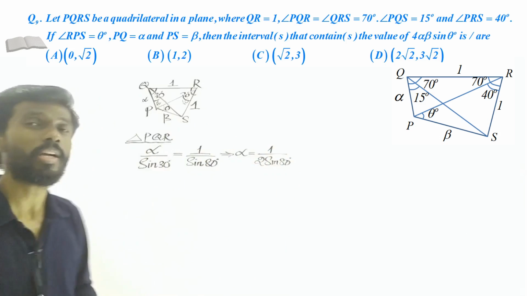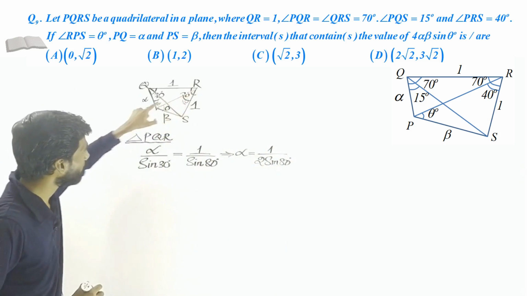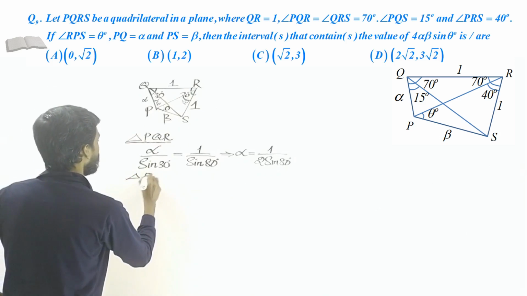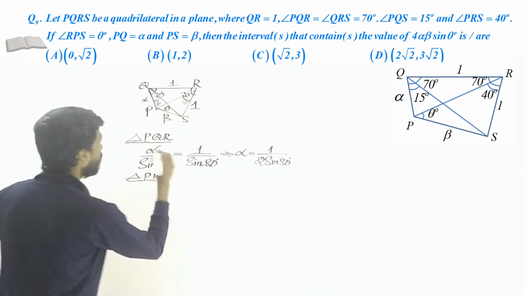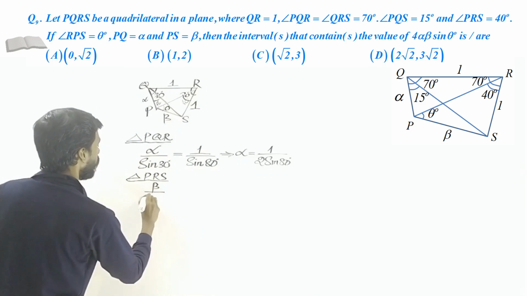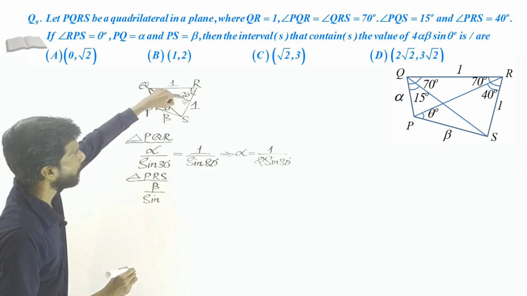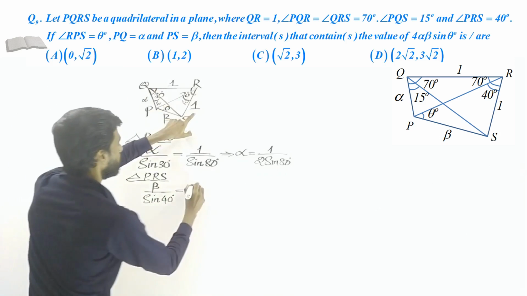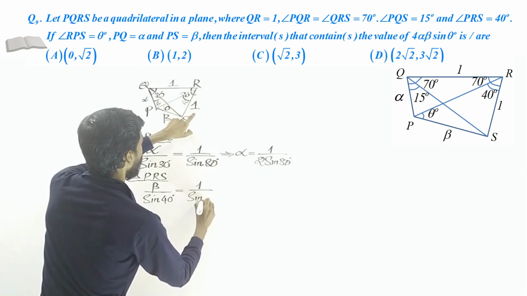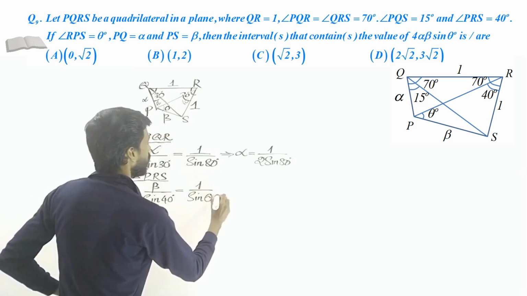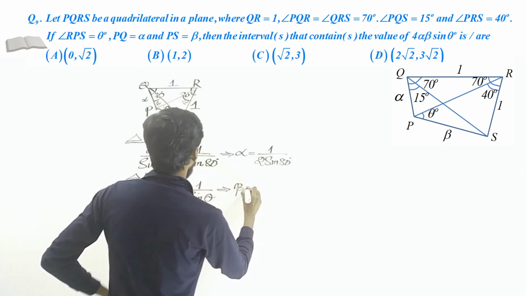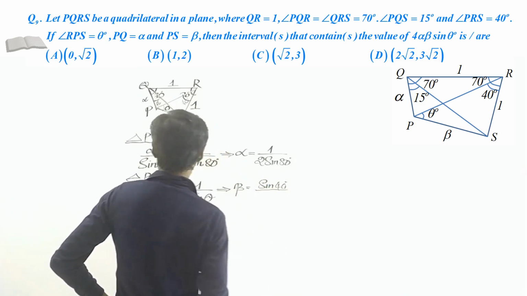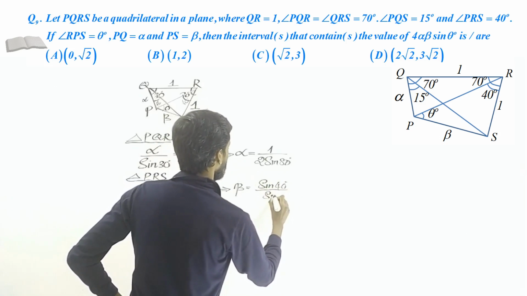Similarly we have to find beta. To find beta we have to consider this triangle, because that triangle contains beta. So let us consider triangle PRS now. In that triangle, beta divided by sine of the opposite angle. So what is the opposite angle here? That is 40 degrees. That equals this length 1 divided by sine of the opposite angle, that is theta, so sine theta. So beta is sine 40 divided by sine theta.